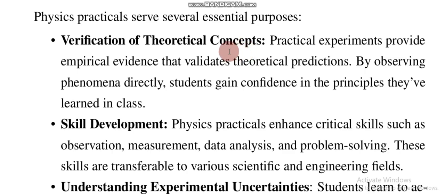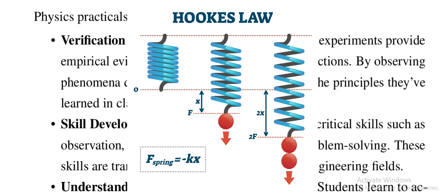By verification of theoretical concept, we mean physics experiment allows students to test and observe whether the predictions made by theoretical models hold true or not. For example, in the theory class, you were taught that according to Hooke's law, the force is directly proportional to the extension. The load attached to a string, for example, produces extension in the string. Now, the more load you attach, the more extension will be produced. You can go to the lab and verify this. You can go to the lab, conduct experiment to see if this is true or otherwise.